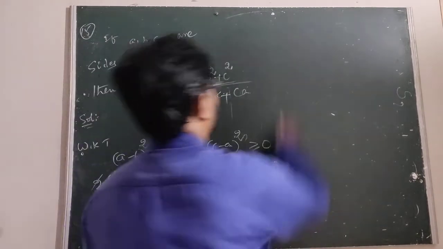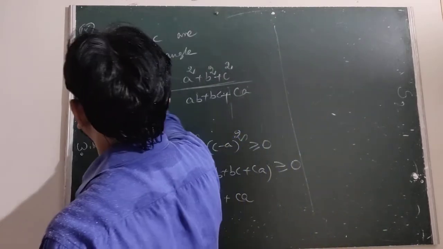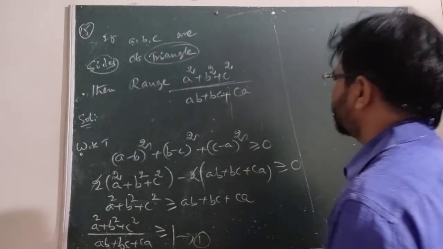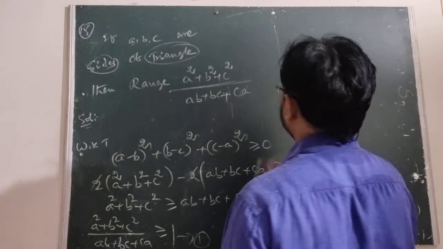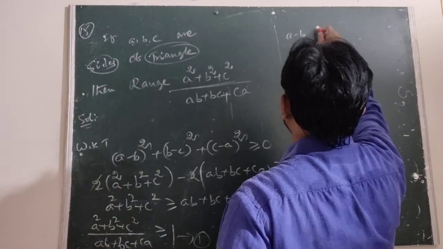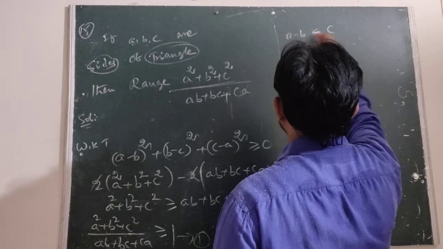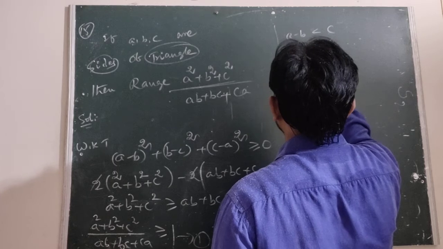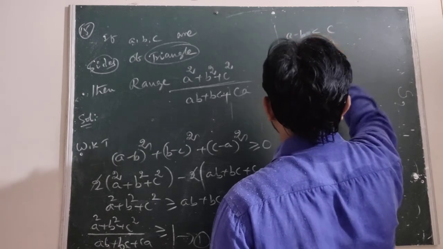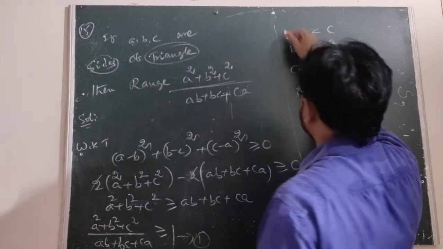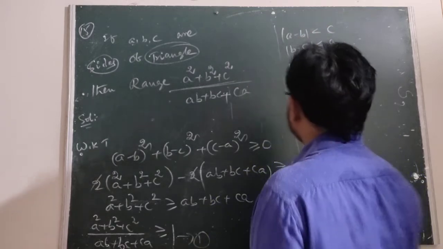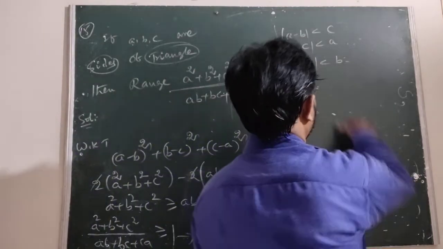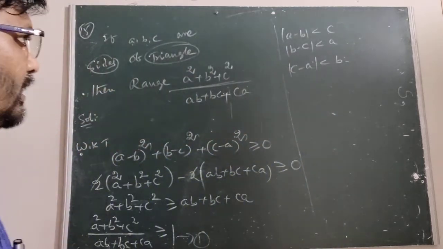But given that A, B, C are the sides of the triangle, we know that the difference of any two sides is less than the third side. Now mod of A minus B is less than C, and mod of B minus C is less than A, and mod of C minus A is less than B. Subtraction of any two sides is less than the third side.